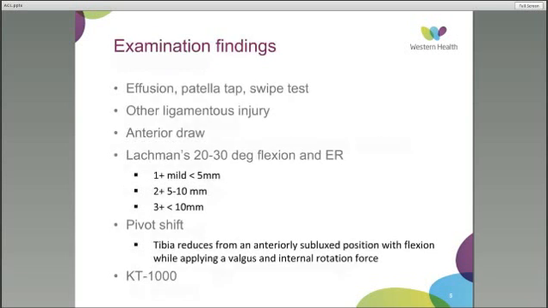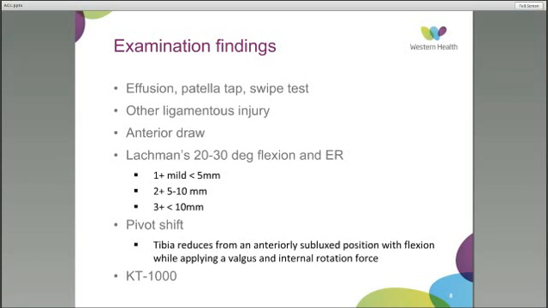On examination, there's an effusion acutely with a positive patellar tap swipe test. You have to look for other ligamentous injuries. Anterior draw, Lachman's and pivot shift are going to be difficult to interpret acutely because of pain, but they are often positive.